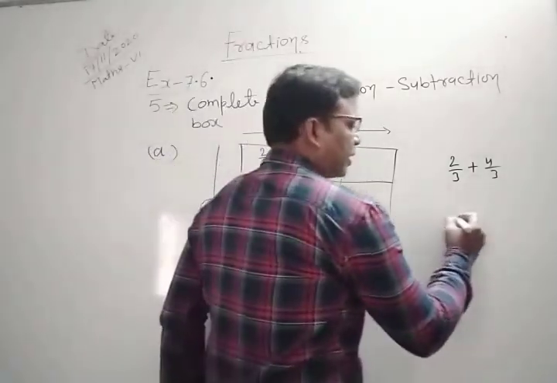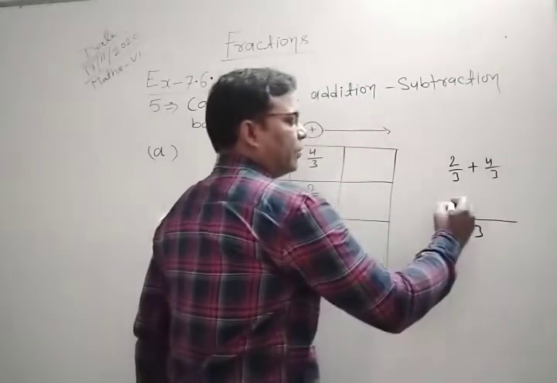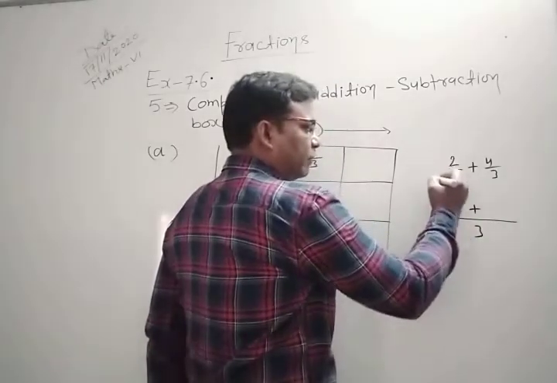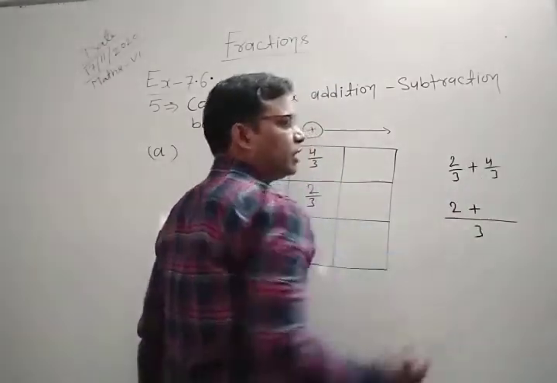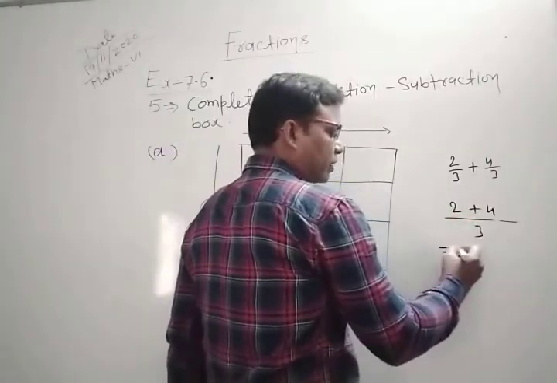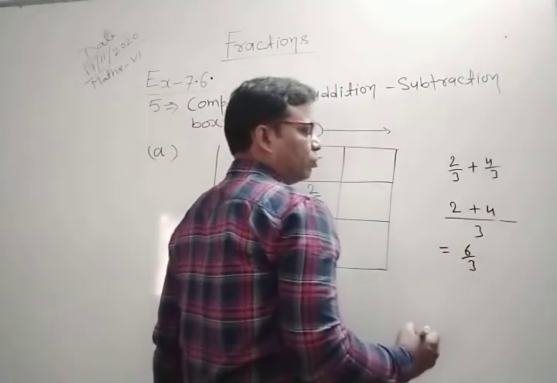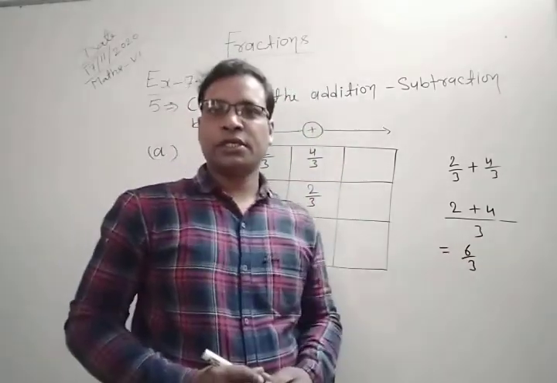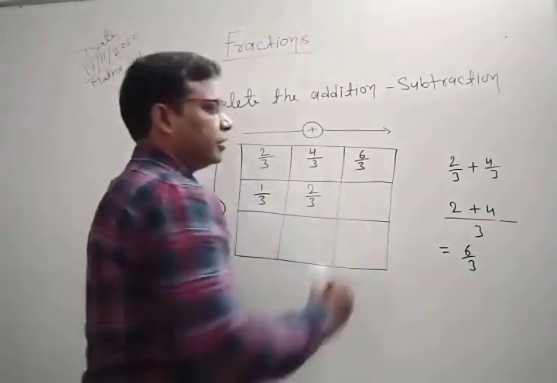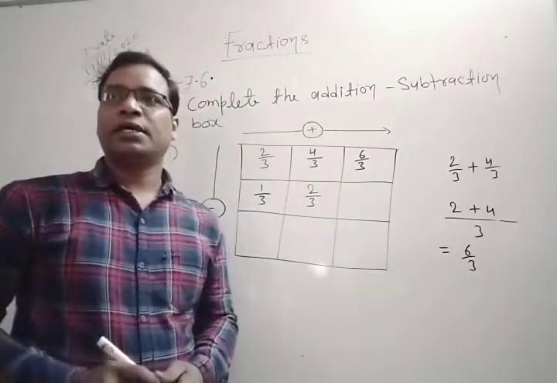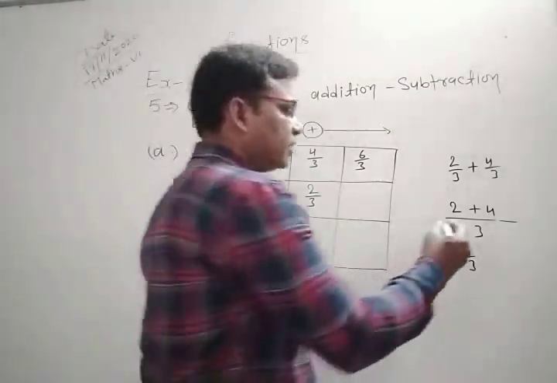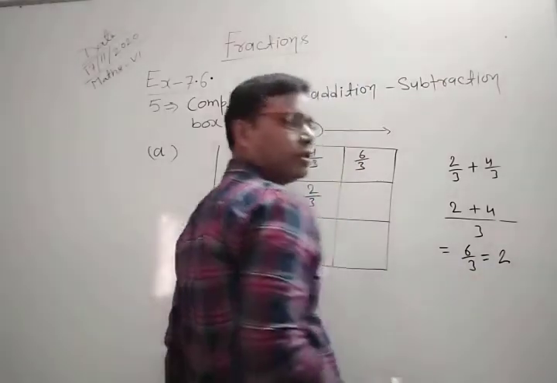So here we write 3 as the denominator and we add their numerators. 2 is the numerator of the first fraction and 4 is the numerator of the second fraction. 2 plus 4 is equal to 6. So you can write here 6 by 3. 6 by 3 is equal to 2.